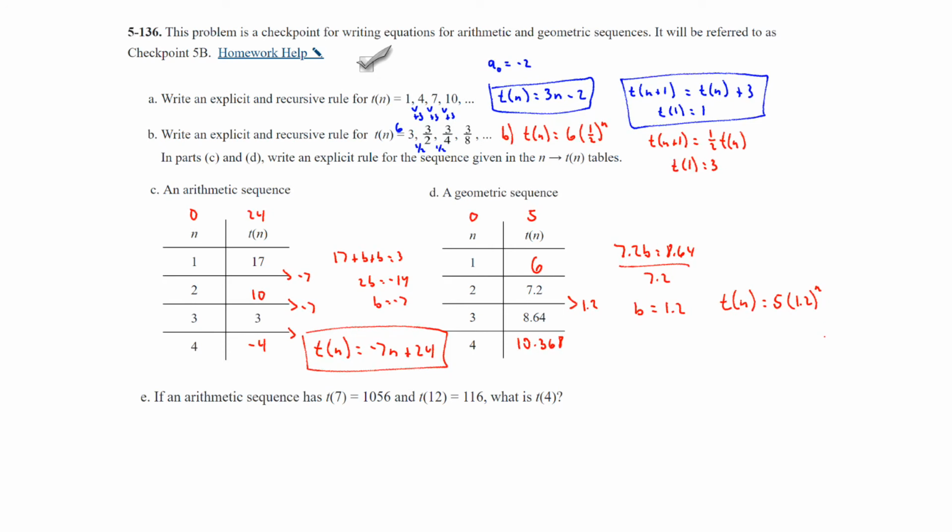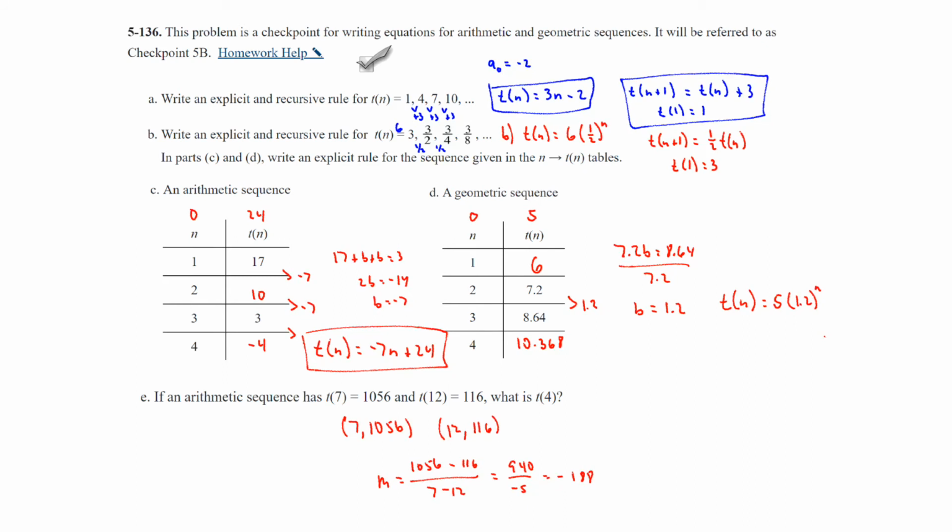Alright, and part E. If an arithmetic sequence has t of 7 is 1056 and t of 12 is 116, what is t of 4? Because it's an arithmetic sequence, we have 7, 1056, and then 12, 116. And once again, since it's arithmetic, it grows at a constant rate, so we can find that growth by finding the slope. So m is equal to 1056 minus 116 over 7 minus 12. So I have 940 divided by negative 5, which will be equal to negative 188.